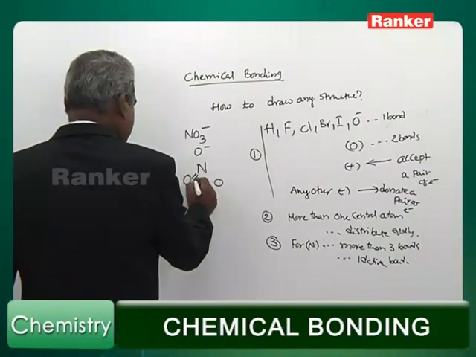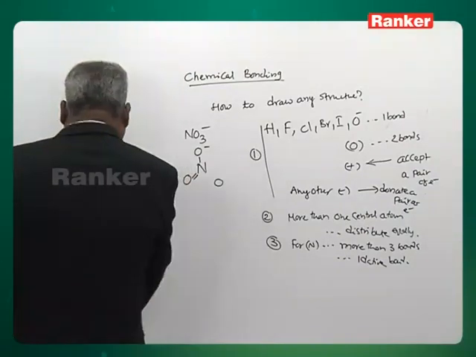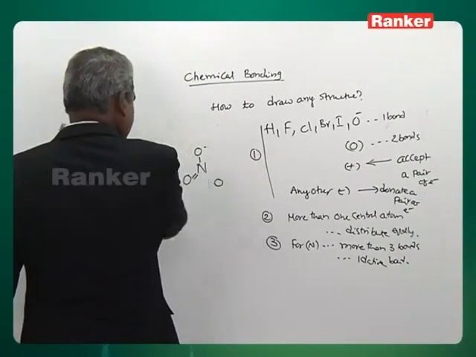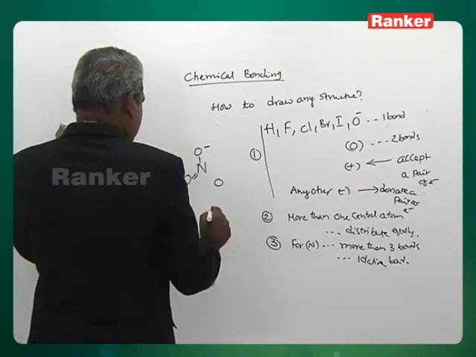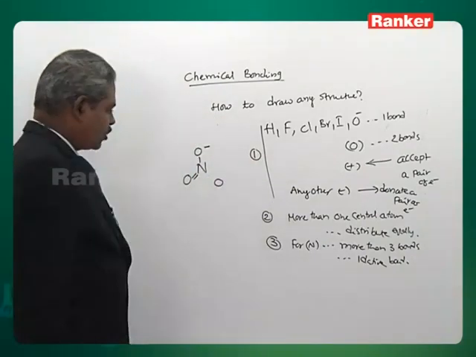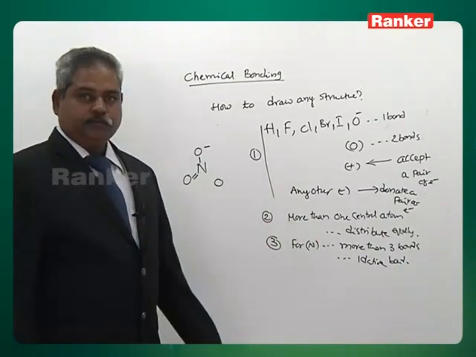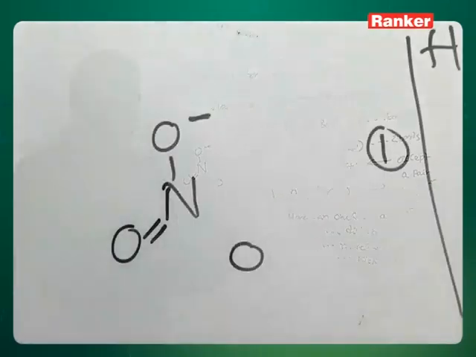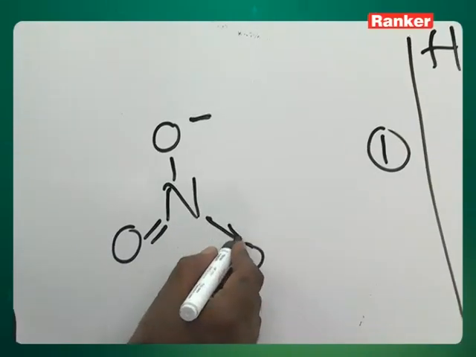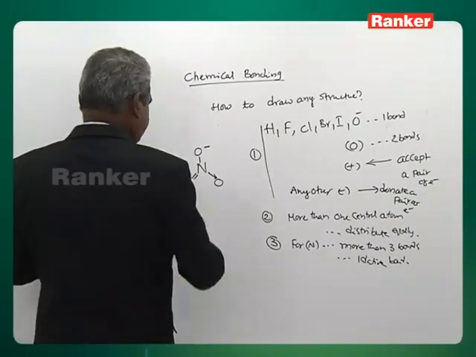Oxygen forms 2 bonds, O minus forms 1 bond. And therefore, what is the role of nitrogen? The quota of 3 bonds is over. Therefore, this must be a dative bond, coordinate covalent bond, like this.